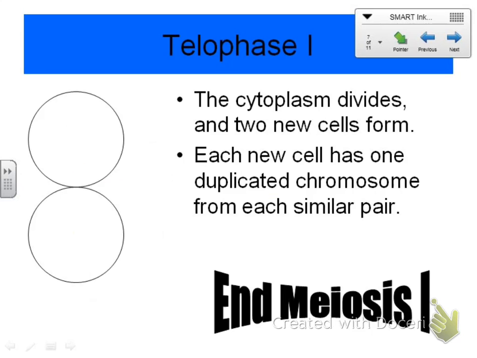All right, so with telophase 1, that's where our cytoplasm divides, and we have that first division. So the cytoplasm divides. And each new cell has one duplicated chromosome. You notice there, this is the end of meiosis 1. So this is our first 4 steps. This is our halfway point. As this is our halfway point, let's work on our drawing.